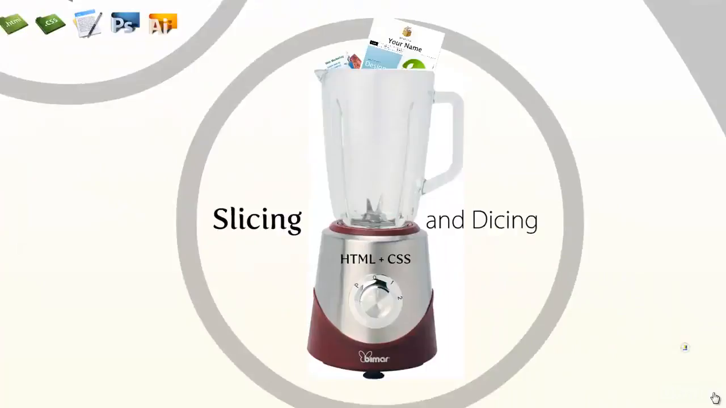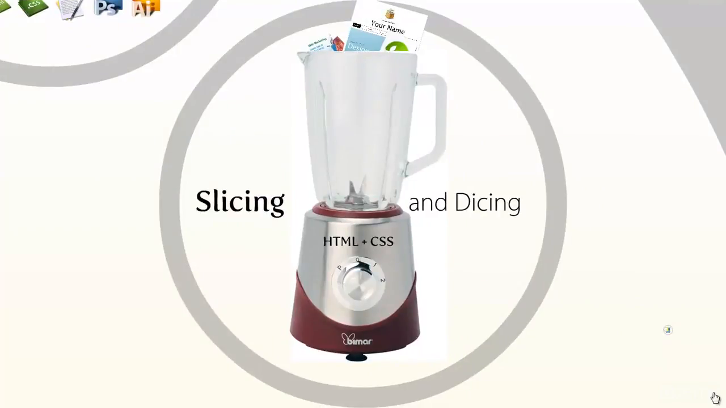Well, we start off by first slicing and dicing. Do you like the picture? Yeah, that's a very good explanation of slicing and dicing with a mixer. Yeah, because it kind of breaks apart. You break apart your designs and then you fit it back together.